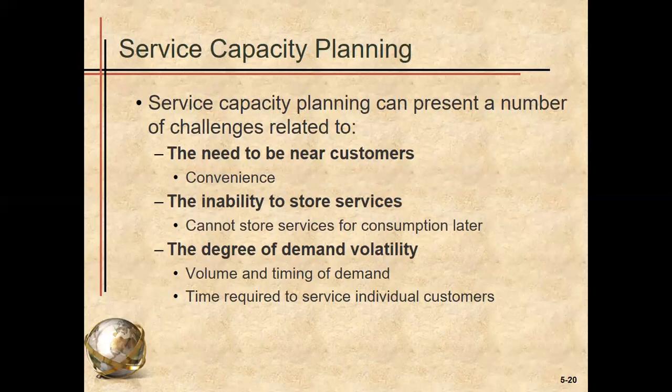Service capacity planning. We need to identify three kinds of service capacity planning. First is the need to be near the customer, to make it convenient for the customer to reach our company. The second is the inability to store service; we cannot store service for consumption later. And the third is the degree of demand volatility, which is about the volume and timing of demand and the time required to serve individual customers.